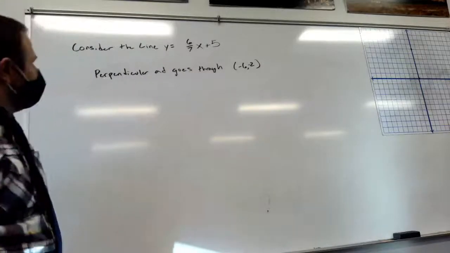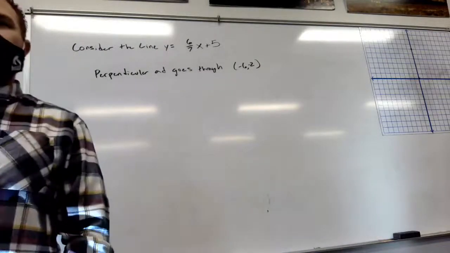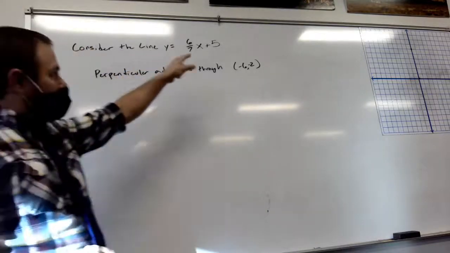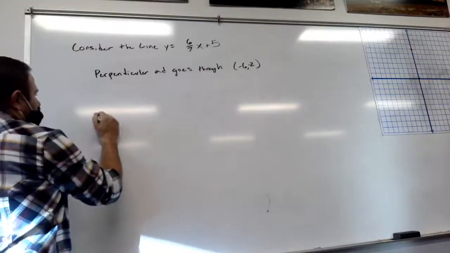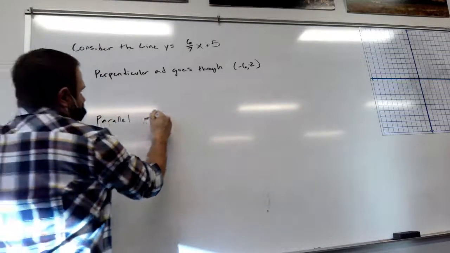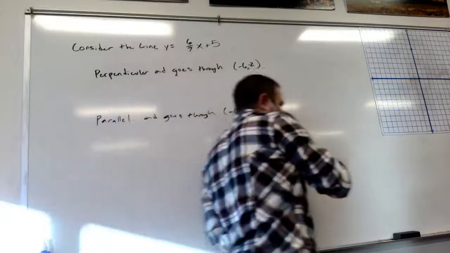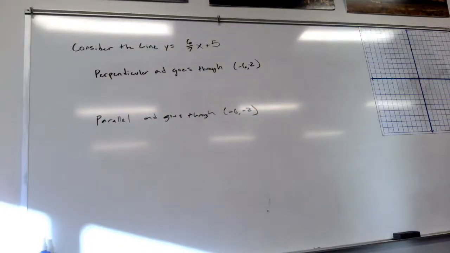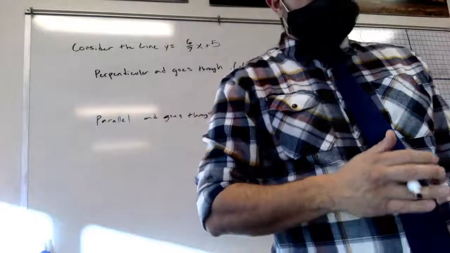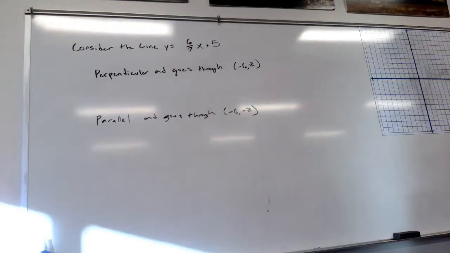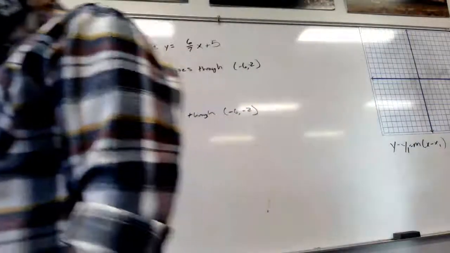Okay? So the first way we're going to do it is we're going to write an equation that is perpendicular to this line and goes through this point. And the next way we're going to do it is we're going to write an equation that is parallel and goes through negative 6, negative 2. Okay, so you remember back a couple sections ago when we had to write equations? We had to write them in a certain form first, right? What was the form? We had to write them in point-slope form, okay? If you can remember point-slope form, I'm going to write it right here.